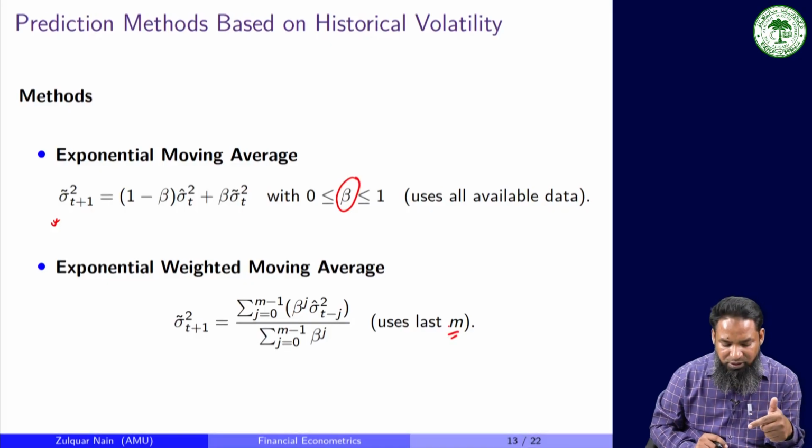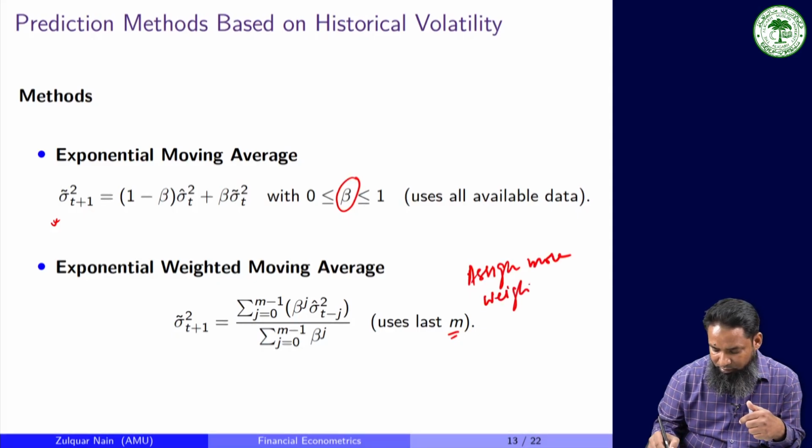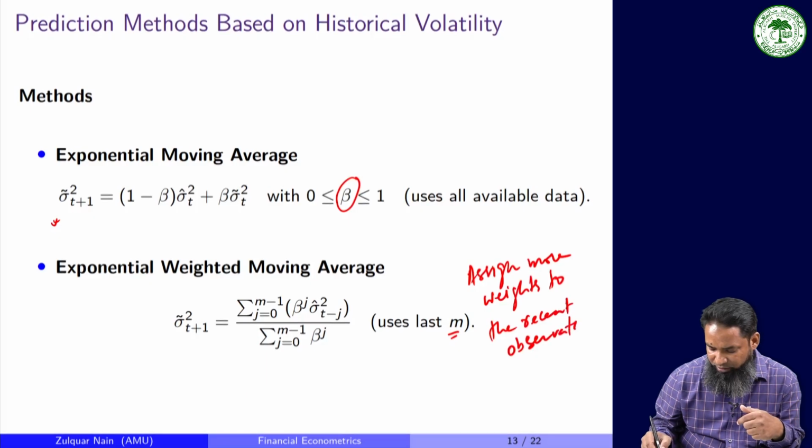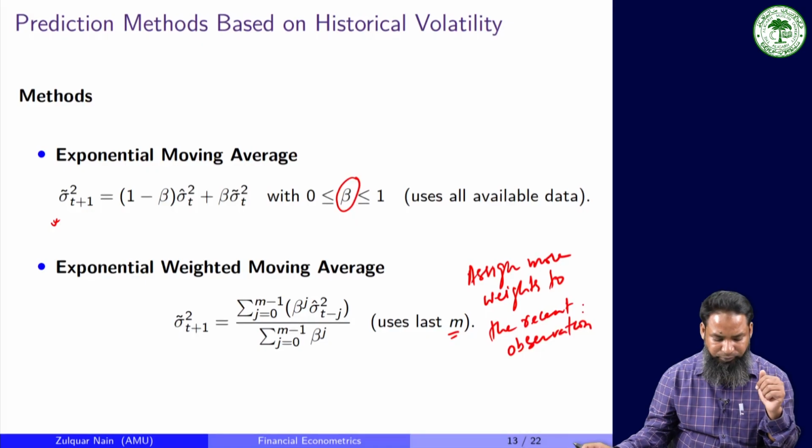One interesting factor here is that we give more importance, assign more weight, to the recent observations and we give lesser weight to the distant observations.